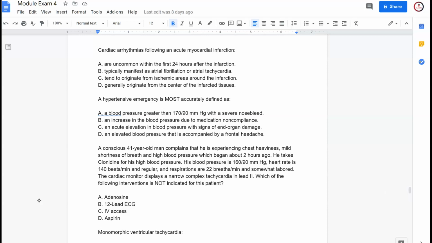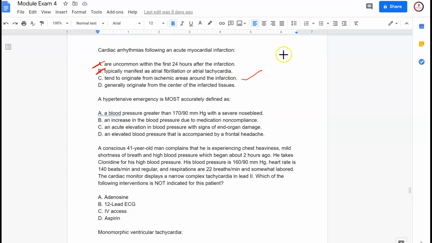Cardiac arrhythmias following an acute myocardial infarction are uncommon within the first 24 hours. Lies. Dirty, dirty lies. Typically manifest as AFib or A-tach. Again, no. Usually it's ventricular in origin, because that's usually the larger part of the heart that's affected. Tend to originate from the ischemic areas around the infarction. Yes, I like that one. Originate from the center of the infarcted tissues.